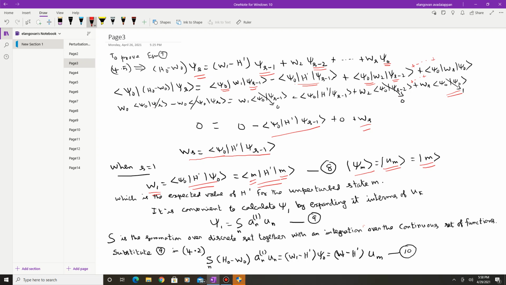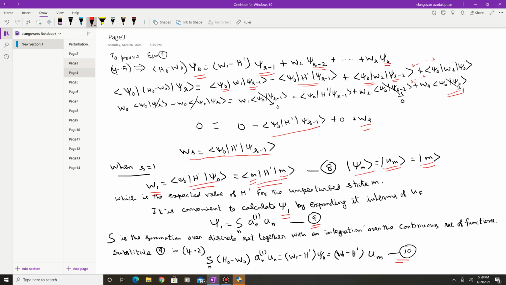Now it is convenient to calculate ψ1, the first order wave function, by expanding it in terms of uk. So you put ψ1 equal to the sum over n of an1 un. This is equation 9. This sum is the summation over the discrete set together with an integration over the continuous set of functions. Now substitute equation 9 in your 4.2, we get the summation over n of (H0 minus W0) an1 un, which is equal to (W1 minus H') ψ0, and ψ0 may be replaced by um, therefore (W1 minus H') um. So if you substitute equation 9 in 4.2, we get equation 10.